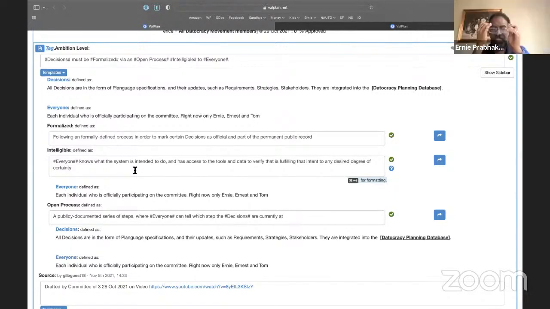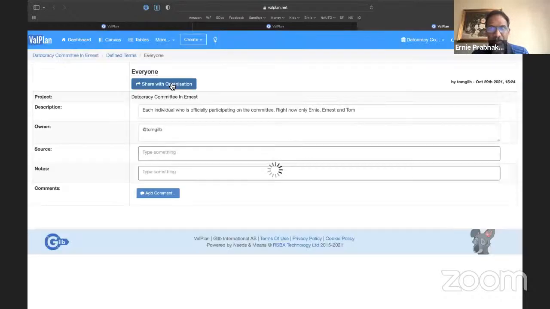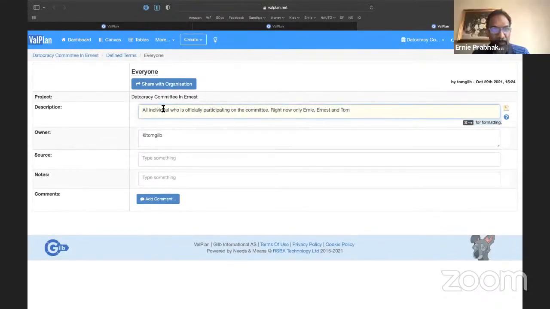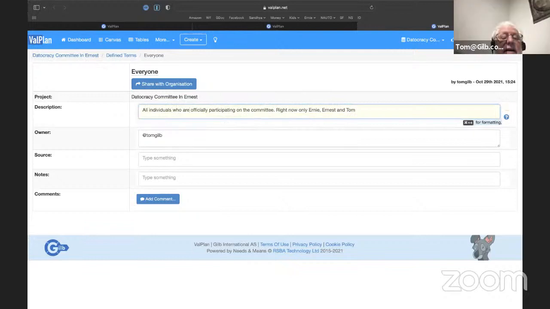Are you logged into it anywhere? What happened? We're going to the glossary. Whose glossary is this? This is the glossary for Datocracy, the committee. Okay, now we can edit that to satisfy your grammatical concern.